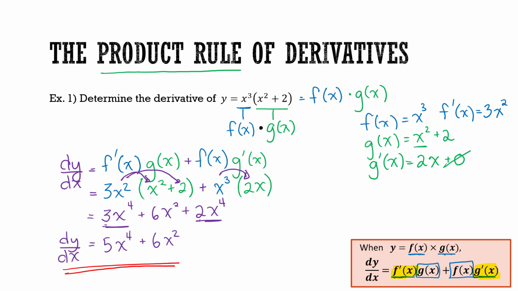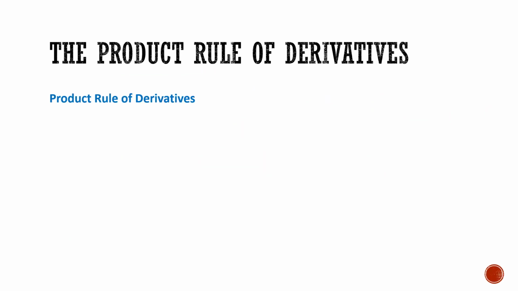Now, like I said before, there were other ways I could have done this. I could have multiplied x cubed into this expression to begin with and done the derivative using the power rule alone. And to be honest, that probably would have been easier. However, this was a great example to introduce the product rule because sometimes this foiling out of an equation isn't an easy option and it can get quite ugly to do, in which case you would shift to the product rule of derivatives. So let's summarize what we just did.